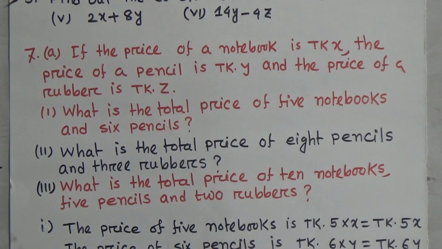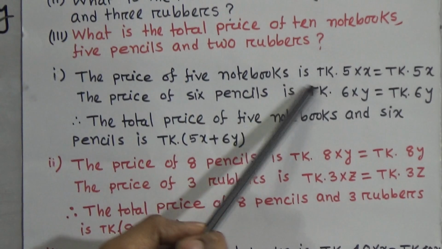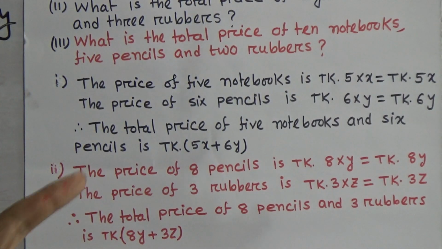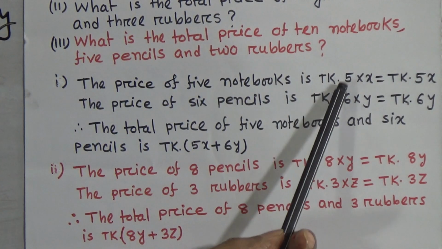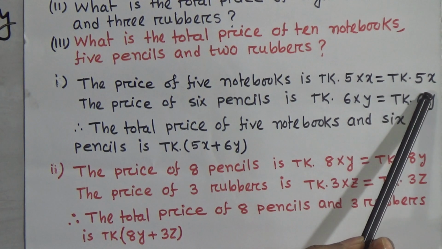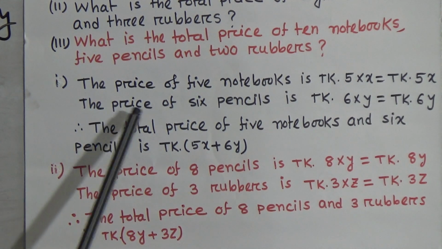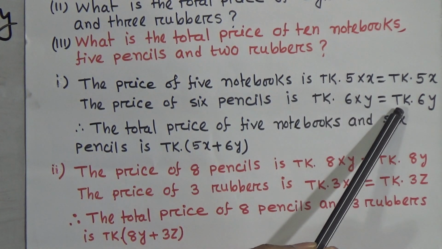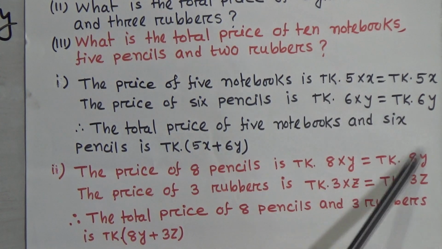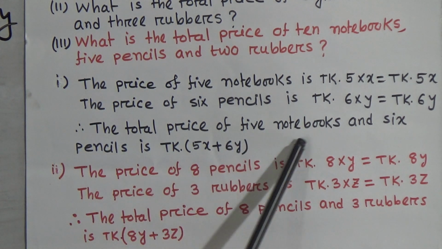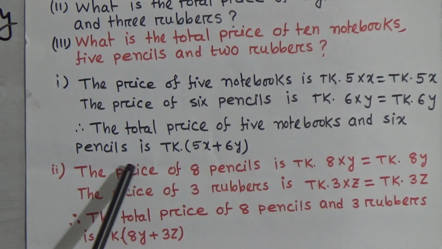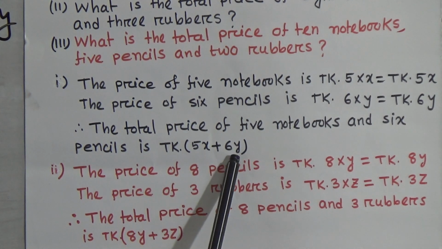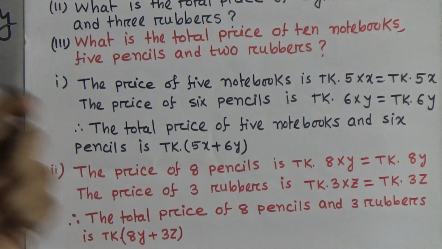Okay, look, the price of 5 notebooks is what? 5 into X, that means the price of one notebook is X. Therefore, 5 notebooks is 5 into X, that means taka 5X. Then the price of 6 pencils is what? 6 into Y, that means taka 6Y. Therefore, the total price of 5 notebooks and 6 pencils is taka what? 5X plus 6Y. You see 5X plus 6Y. Okay, this is the solution for 1 now.